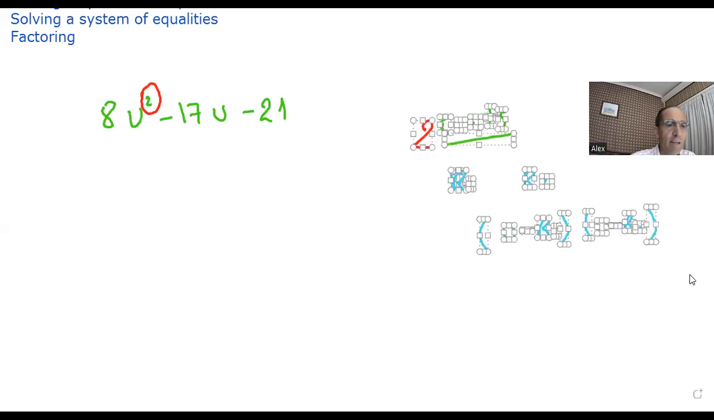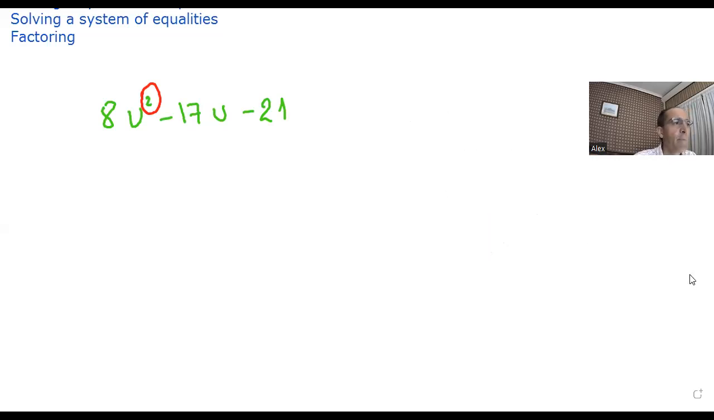So let's find the roots first. And how do we do that? Well, we equate this to 0. Look, we would take the 8 out.